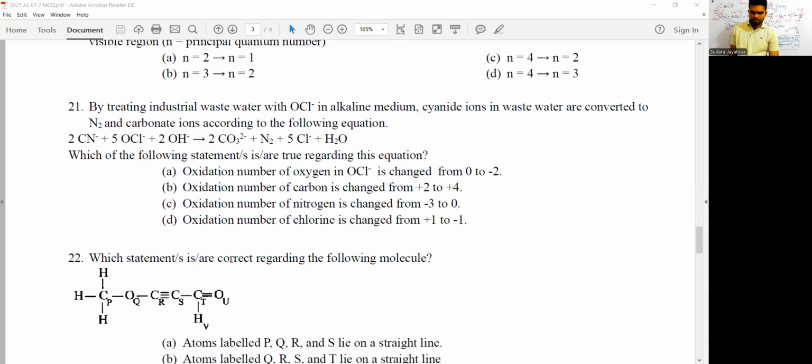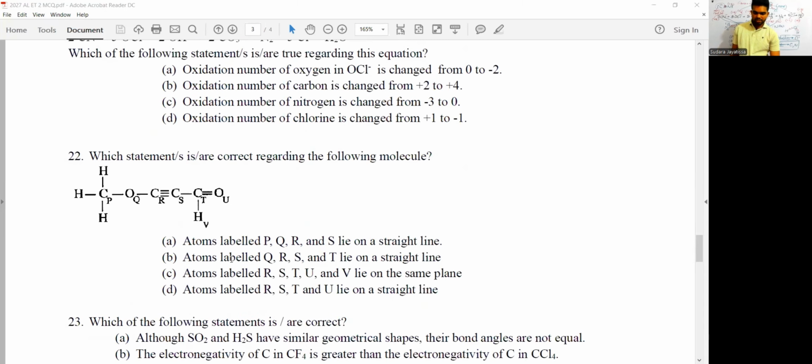So that is your 21st question. That is okay, I believe. Let's go to the next one, 22. This is actually from a past paper question, 2020, as I remember. It's asking about the given atoms, whether they are in the same line or in the same plane. So we'll get to the structure and discuss the statements.